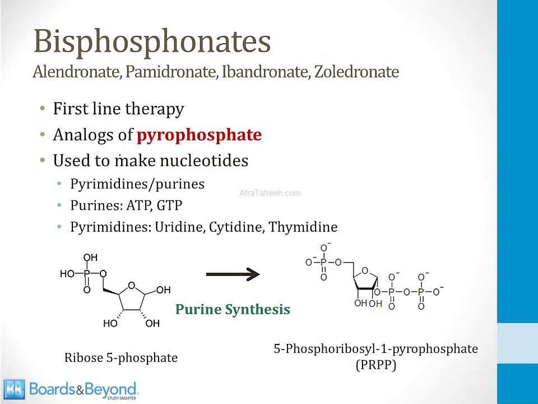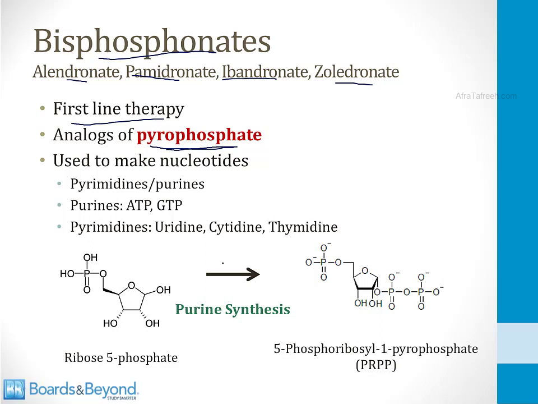Beyond those items on the last slide, the first-line therapy in treating osteoporosis is a class of drugs called the bisphosphonates. All of these drugs end in dronate, like alendronate, pamidronate, ibandronate, zolendronate, and these drugs all work because they are analogs of pyrophosphate. So in the biochemistry section, I have two videos on synthesis of pyrimidines and purines, and in those videos I talk about how pyrophosphate is important for the synthesis of nucleotides.